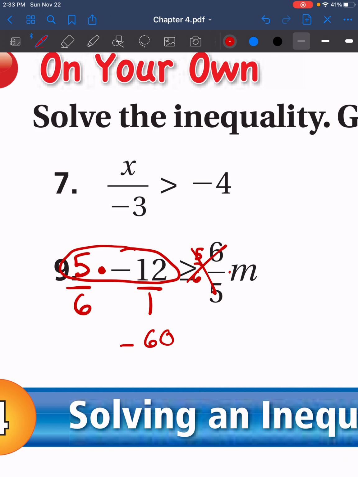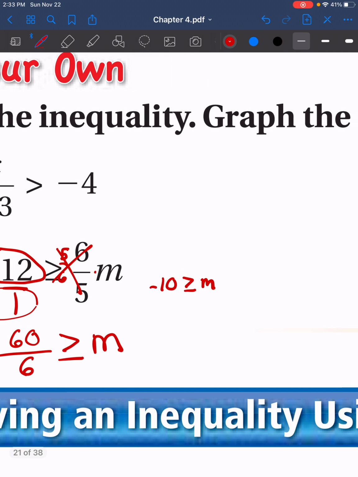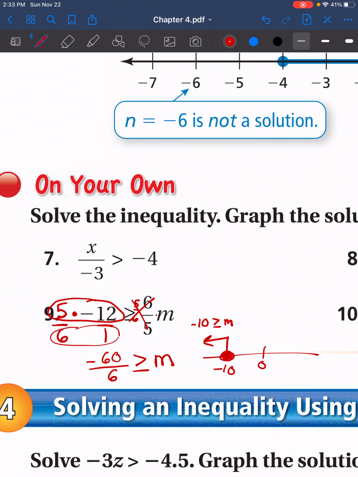I think of a clock. 6 times 1 is 6. -60 divided by 6 is -10. And that's my answer, but now I need to graph it. -10 is greater than or equal to, so m is going to be smaller, so it's going to be anything that way. And closed circle. I want you to have all of that in your notes.